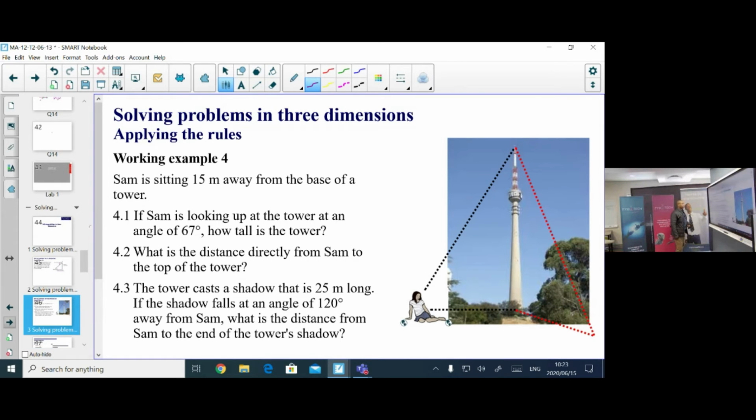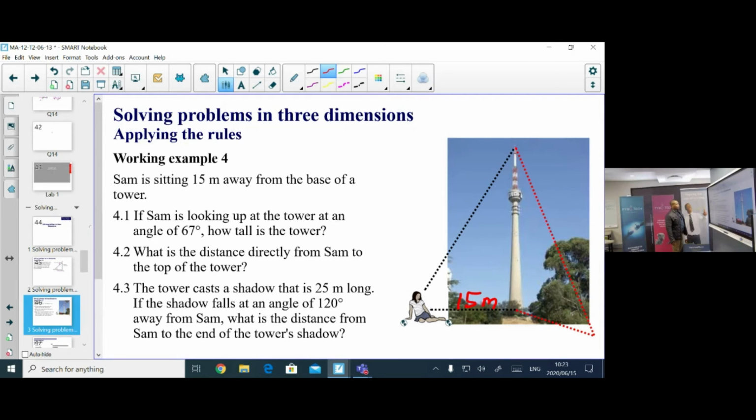This is an example where we want to solve problems in 3 dimensions. So here is Sam. She is sitting 15 meters away from the base of a tower. I would like to just annotate a bit on this. So she is 15 meters. I hope you can see this on the picture.